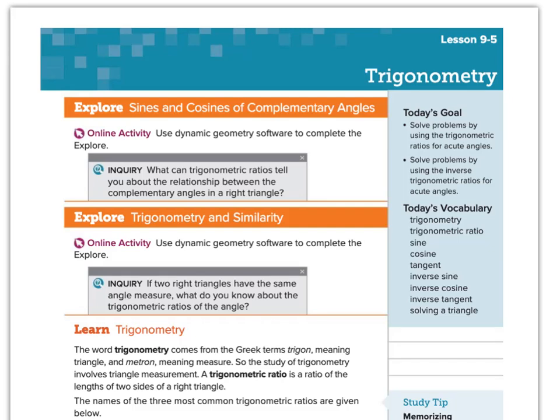As we continue talking about right triangles, we are going to talk about trigonometry, which is nothing more than the measures of a triangle. And we're going to talk about the different trigonometric ratios. And in those ratios, we'll learn about sine, cosine, and tangent. And of course, their inverses: inverse sine, inverse cosine, inverse tangent.